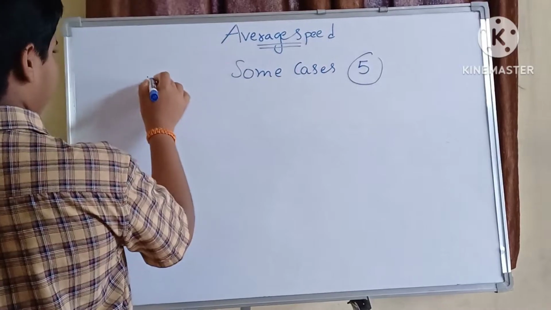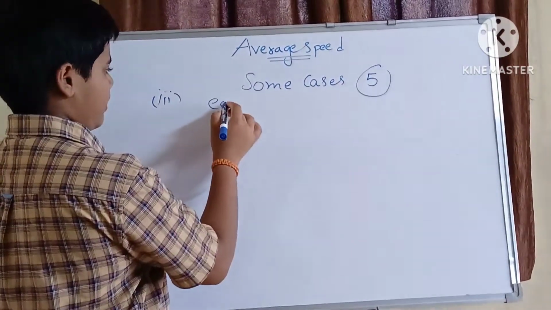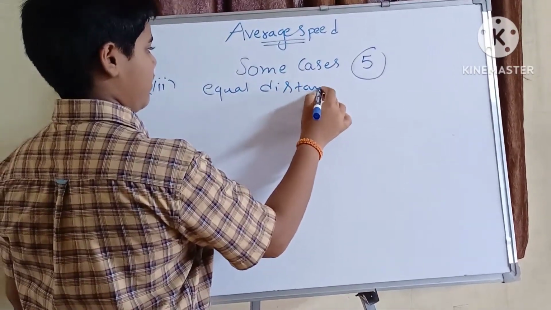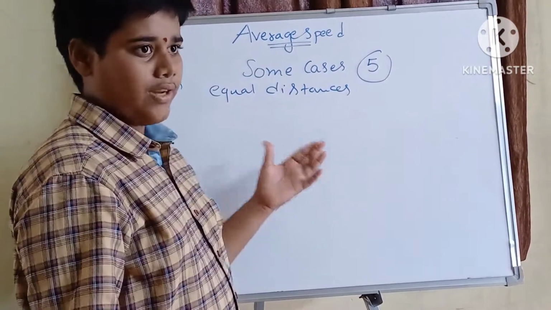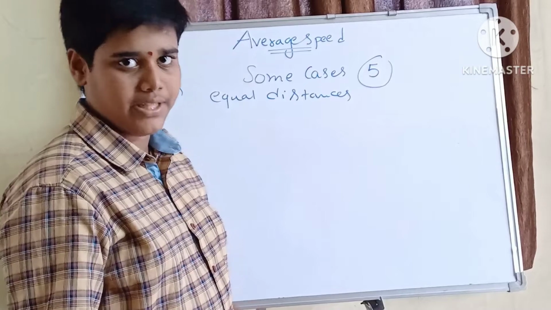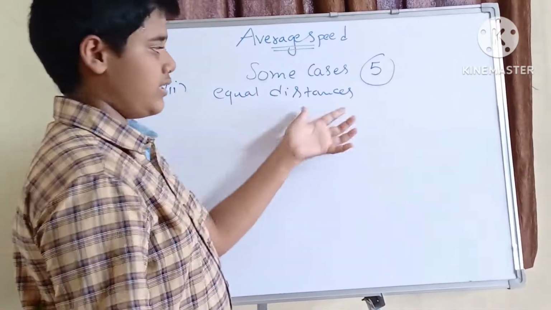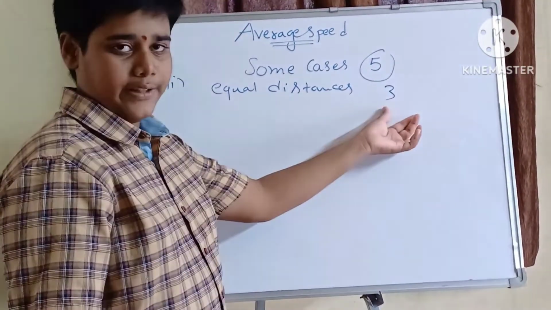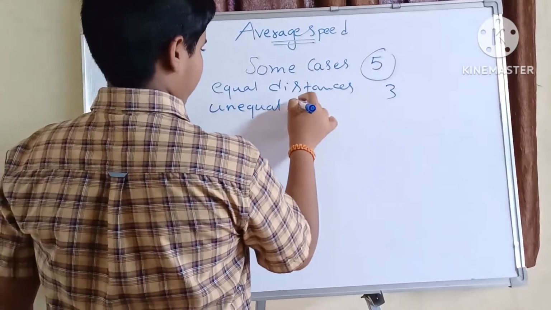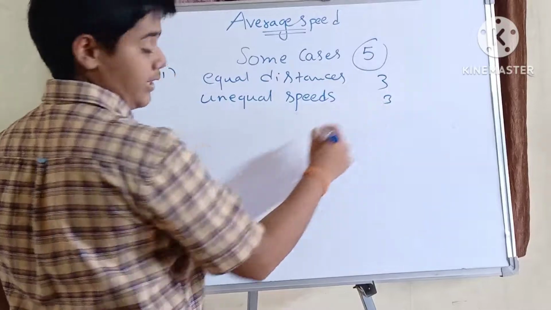And the third. In the third, equal distances. In the first equation and second equation, we took two distances and two speeds. So in the third equation we have to take three equal distances and three unequal speeds.